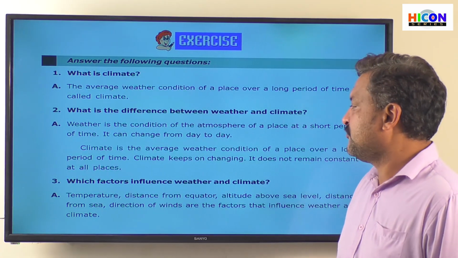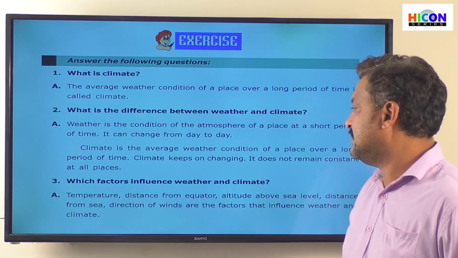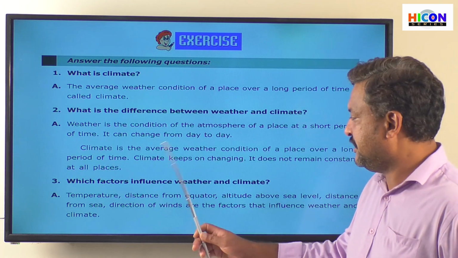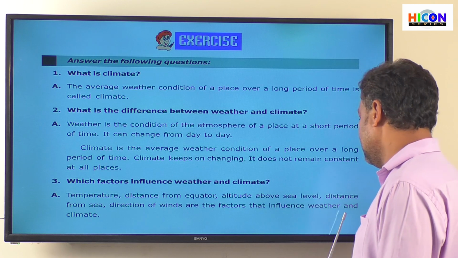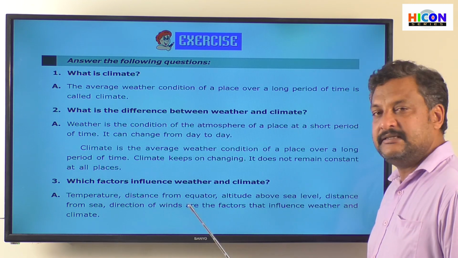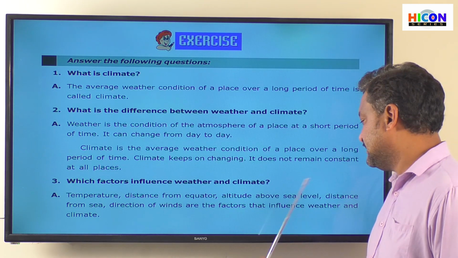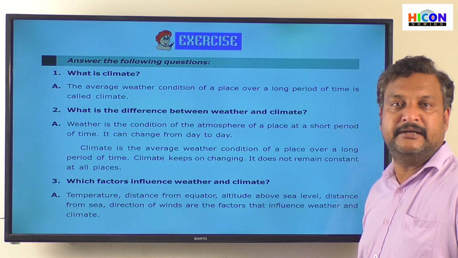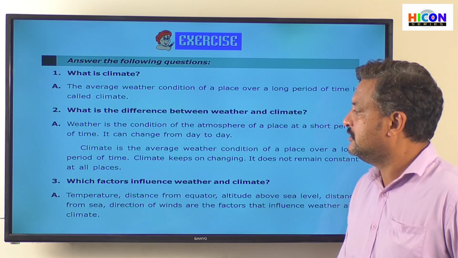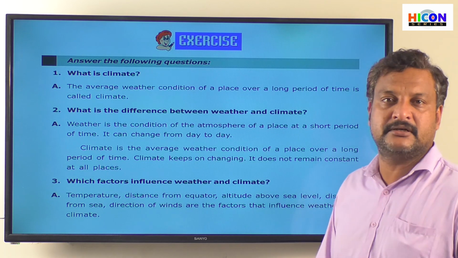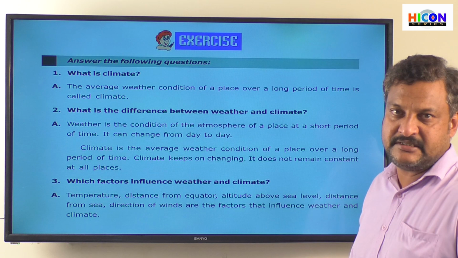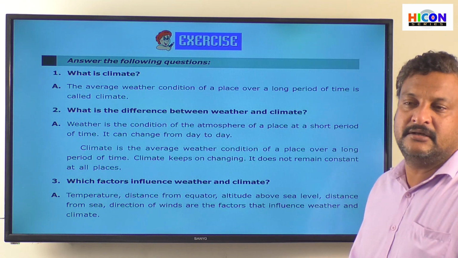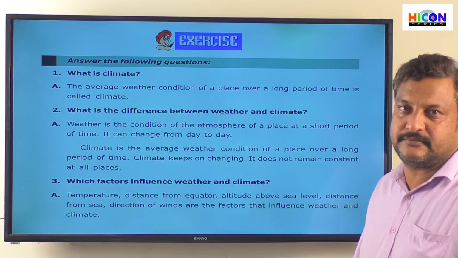Third question. Which factors influence the weather and the climate? Temperature, distance from the equator, altitude above sea level, distance from the sea, and direction of wind are the factors that influence weather and the climate. So these are the first three questions. I will keep the screen the same for another minute so that you can read them once yourselves, and then we will go on to the next set of questions.